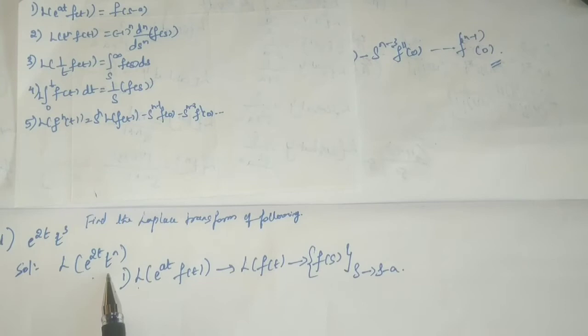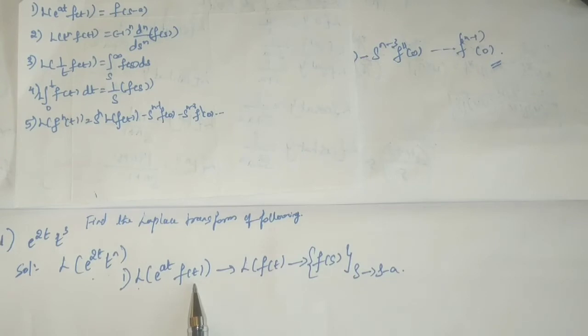Whenever you have an exponential multiplied into a function, treat it as e power at into f of t. Take the Laplace transform of the function. After solving, you will get the answer in terms of s. For that s, you replace s with s minus a, which will account for the exponential part also.